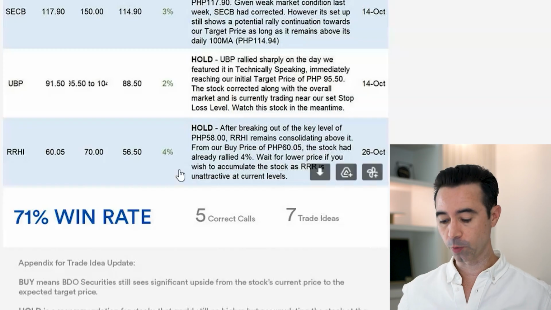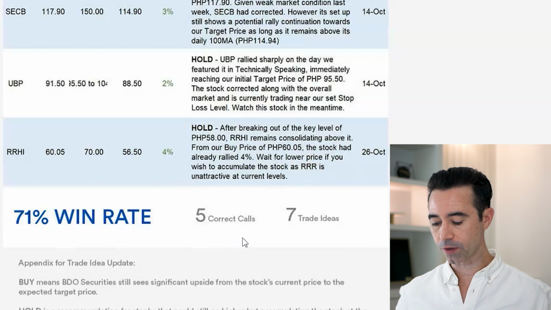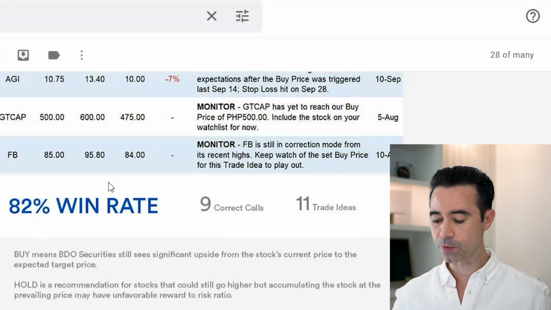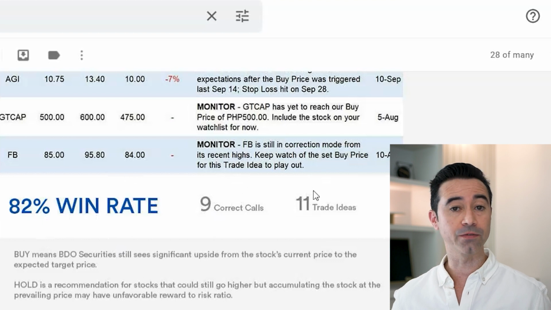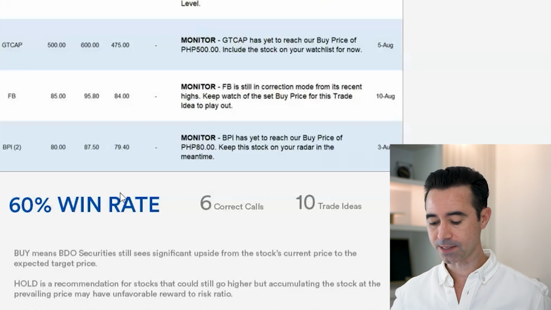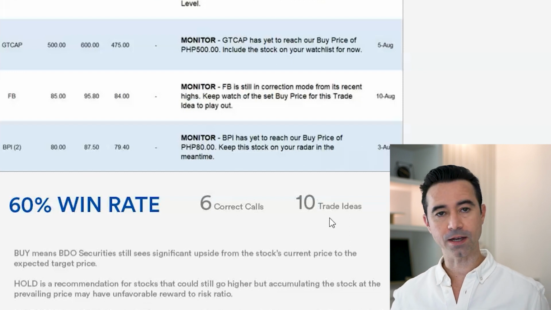In October, we had a win rate of 71% with 5 correct calls out of 7. In September, we had an 82% win rate with 9 correct calls out of 11 trade ideas. And back in August, when we launched trade ideas, we had a 60% win rate with 6 correct calls out of 10. Like I said, we're very happy with the performance of our trade ideas, and we hope that you use these to your benefit.